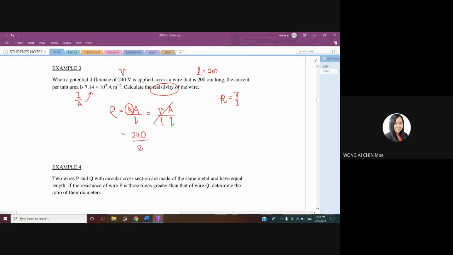From A over I, just now we have I over A, so it's 1 over 7.14 times 10 to the power of 9, because they want area over I, not I over area. So we write 1 over 7.14 times 10 to the power of 9. If you press the calculator, you will get 1.68 times 10 to the power of negative 8, and the unit is ohm meter.